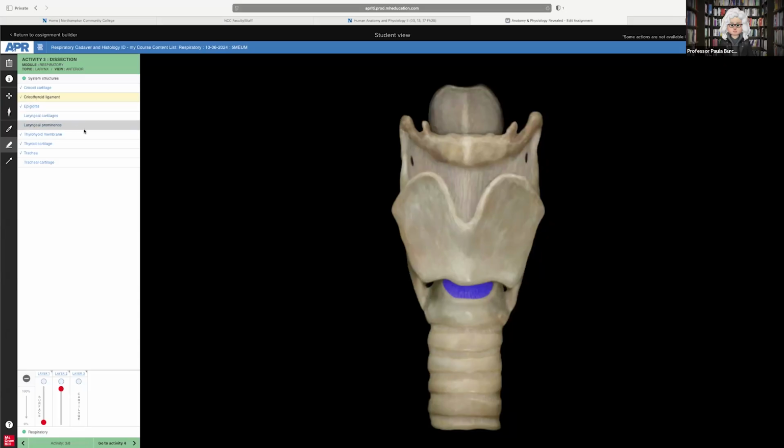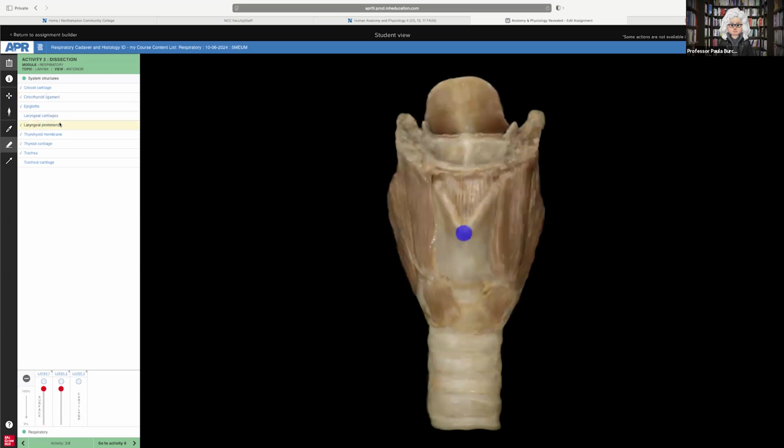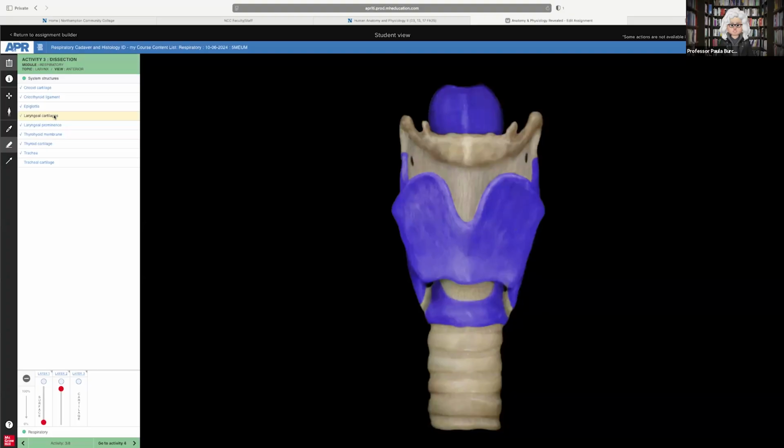On the larynx itself, on the thyroid cartilage, you're going to have an area here that is raised, and that's the laryngeal prominence. That is more prominent in males than in females after puberty. This is your larynx. This includes an anterior view of all the cartilages that you can see in your larynx.